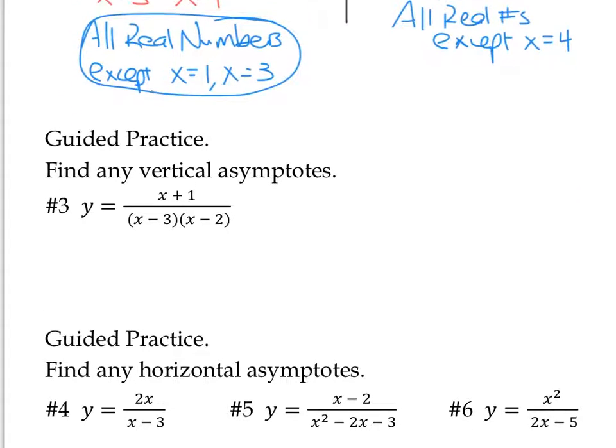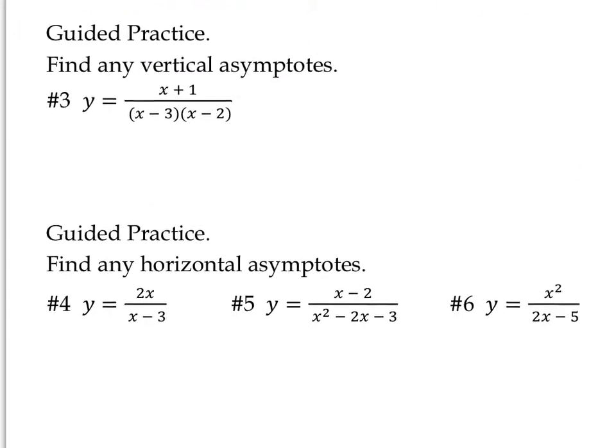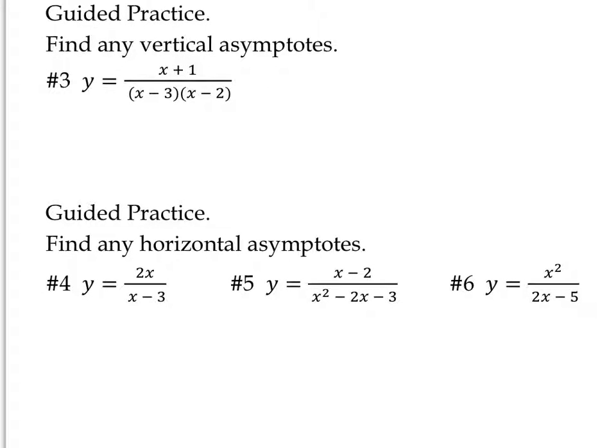So let's talk some more about vertical asymptotes and horizontal asymptotes. Number 3 asks us to find the vertical asymptotes. In this case, we want to figure out what numbers will make our denominator equal to 0, because there's not a common factor. So we just need to figure out where our denominator would be equal to 0. Our vertical asymptotes are going to be at x equals 3 and x equals 2.